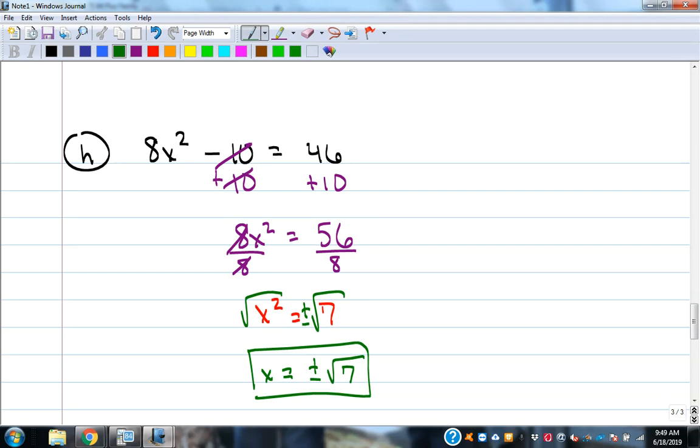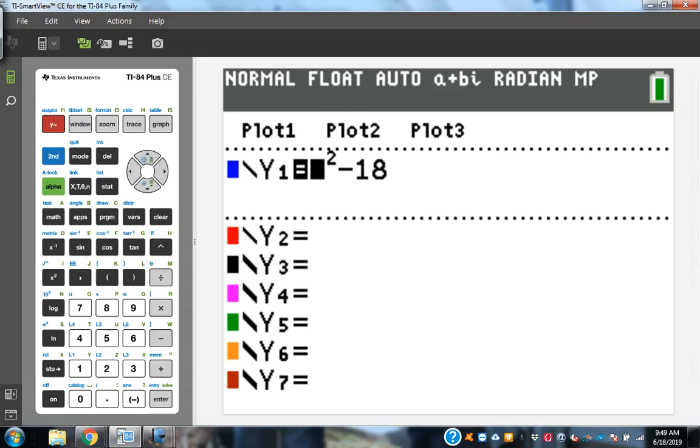Checking that with the calculator is a little bit more difficult. You need to make sure you can get that equal to 0, and you could check it that way. This would end up being 8x squared minus 56 is equal to 0. And that's what you would graph, 8x squared minus 56. Oops, I got all that other stuff in there. 8x squared. Try again here. There we go.